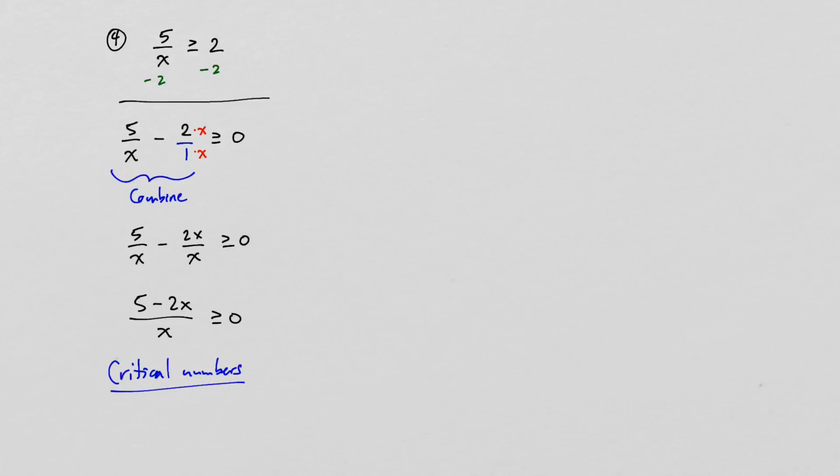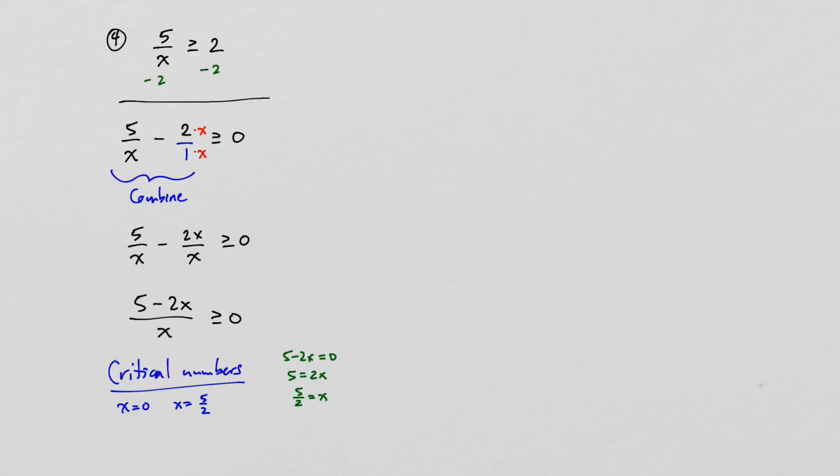The critical numbers are the numbers that make each of the numerator and denominator equal to 0. So obviously x equals 0 is a critical number because that will make this factor 0. And then what makes this factor 0? You might have to solve an equation for that. So if 5 minus 2x equals 0, this is the same as 5 equals 2x. Or if we divide by 2, x would be 5 halves. And so this is our other critical number.